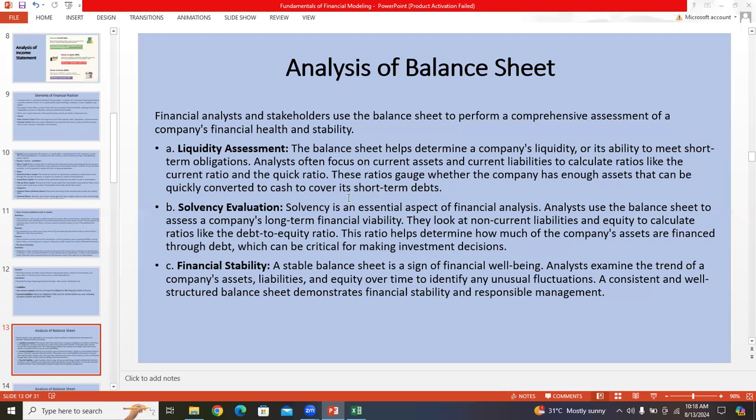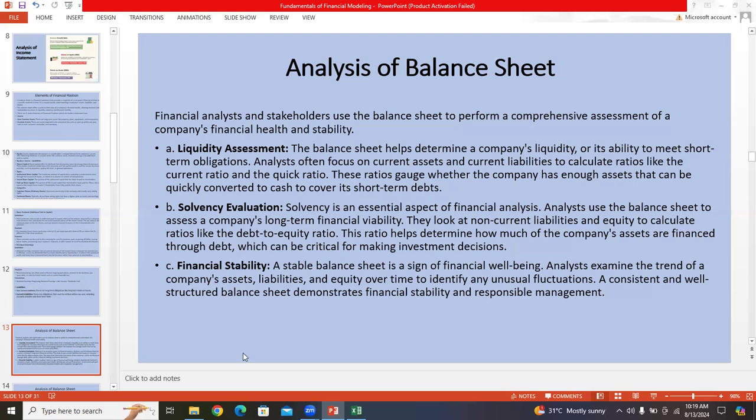After the liquidity assessment and the solvency evaluation, we get to see the financial stability. We see whether my balance sheet balances or not, and whether my balance sheet has an upward or downward trend. We've got to see the trend analysis, and it demonstrates our financial stability and the management's responsibilities, that is, whether management performs its duties very well or not.